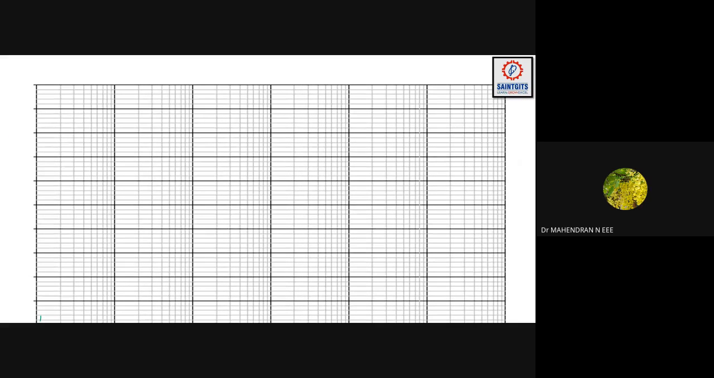Then we will try to draw the phase plot. The phase plot can be drawn between log omega and phase angle in degrees. It's 0 degree, and here it is 90, 180, 270, and here minus 90, minus 180, minus 270 degrees. And here it is 0.1, 1, 10, 100, 10 power 3. Is it right? Now, while drawing the phase plot, we have to take care of the two terms.